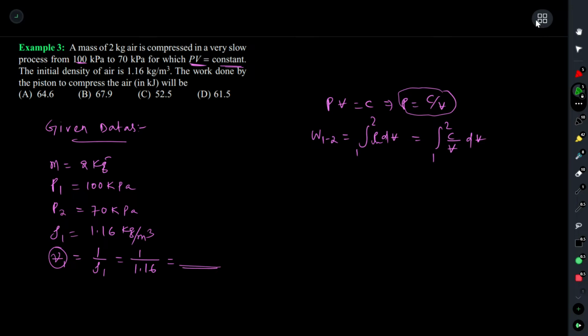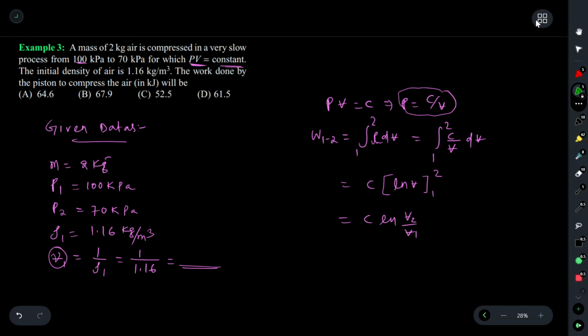Okay, and let us do this simple integration. C can be taken out, and if we take C as a constant, then the integration of dV by V gives ln V, from state point 1 to state point 2. So if we put the initial and final conditions, simply I can write C ln V2 by V1. So this is the work done for an isothermal process, and simply we can derive this relation, right?